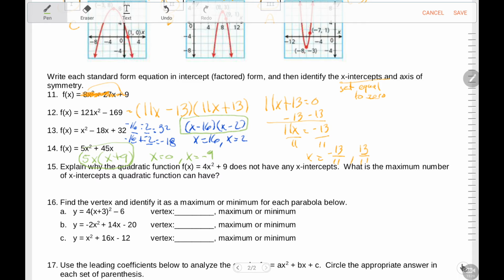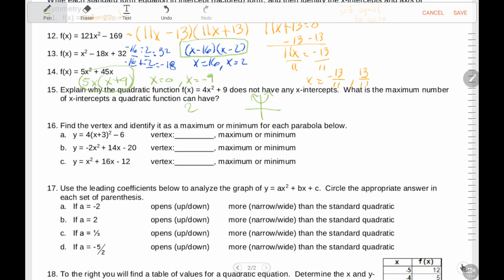15, explain why the quadratic function f of x equals x squared plus 9 does not have any x-intercepts. What is the maximum number of x-intercepts a quadratic function can have? Well, if you graph this, it's going to be moved up, so it won't cross the x-axis, so you can write that. And then, what's the max number of x-intercepts a quadratic function can have? That's going to be 2.